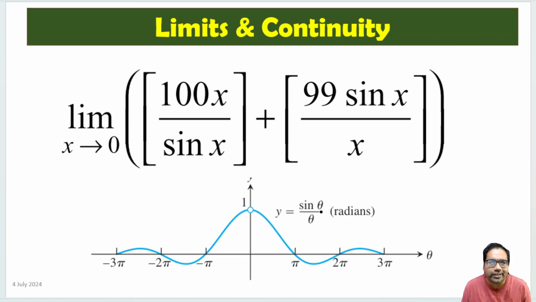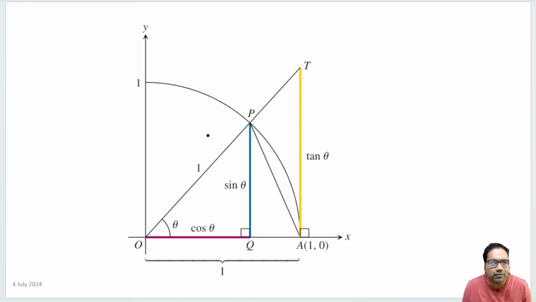So sin theta is always lesser than theta, but when theta becomes very small, then sin theta becomes very close to theta, and that's why this fraction will tend to approach 1. We already discussed this. For example, why does this happen? If you take a circle of unit radius, that means OP is 1, OA is 1, and let's say this angle is theta. Theta is in radians, right?